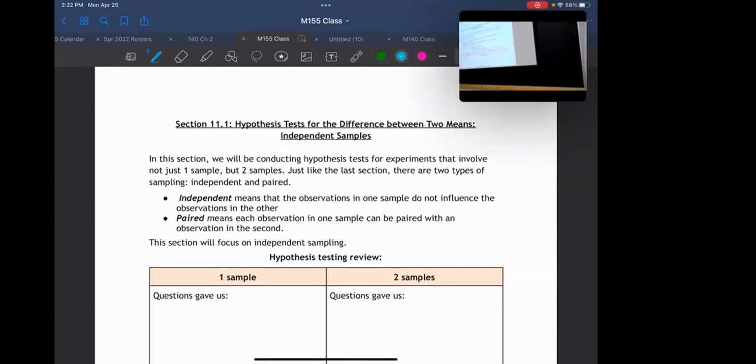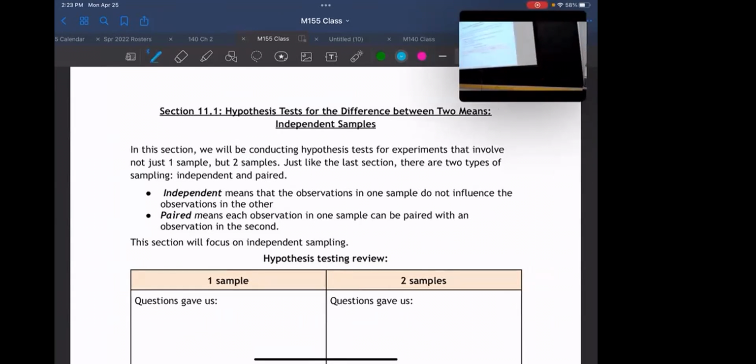Section 11.1. We are going into another type of test. I know we've been doing a lot of this. The rest of the semester is going to go like this. We're going to have a new test, learn how to use it, and then add it to our chart and figure out what test to use. Cool. All right.